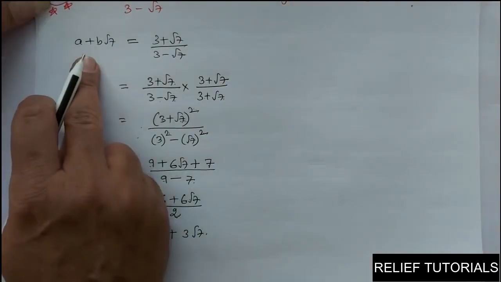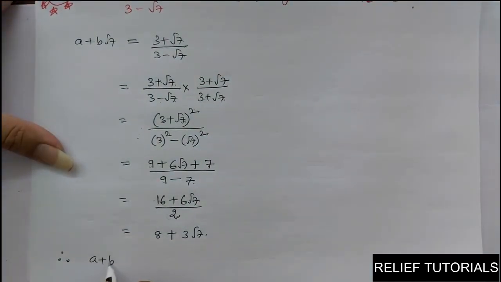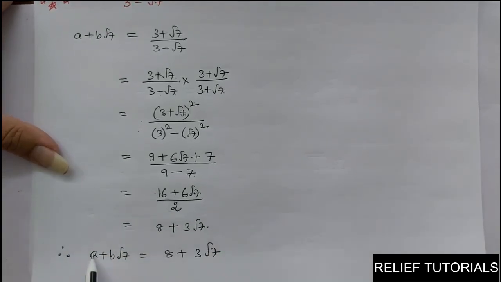Therefore, here it is a + b√7. So a + b√7 is equal to 8 + 3√7. You compare this. In place of a we have 8. Here b is the coefficient of √7, and the coefficient of √7 is 3. So if you compare both, you will get a is equal to 8.